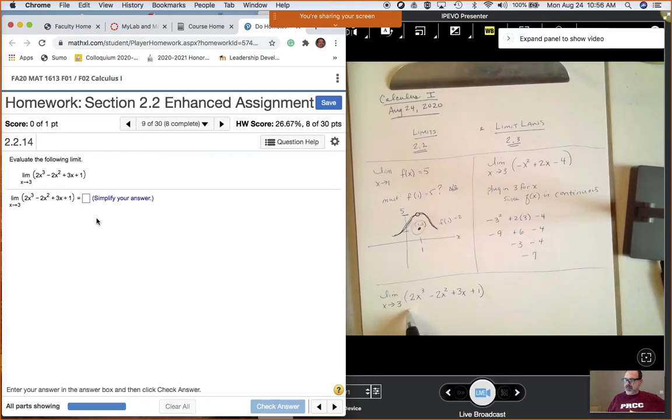2 times 3 cubed minus 2 times 3 squared plus 3 times 3 plus 1. 2 times 27, that's 54. Negative 2 times 9 is negative 18. 3 times 3 is 9. 54 minus 18 is 36. 36 and 9 is 45. Plus 1 makes 46.